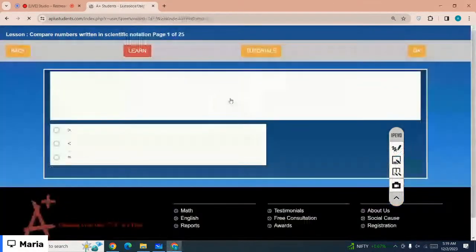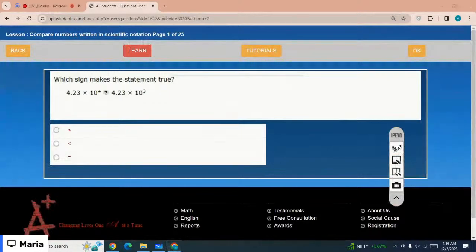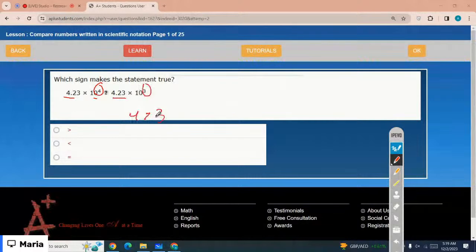Okay, the first one is 4.23 times 10 exponent 4 and 4.23 times 10 exponent 3. Okay, you can simply compare, because they both are written in scientific notation, right? Here you have 4.23, here you have 4.23, right? Here you have 10 exponent 4 and here you have 10 exponent 3. So obviously 4 is greater than 3, isn't it? That means 4.23 times 10 exponent 4 is greater than 4.23 times 10 exponent 3. Option number 1 is the correct option.